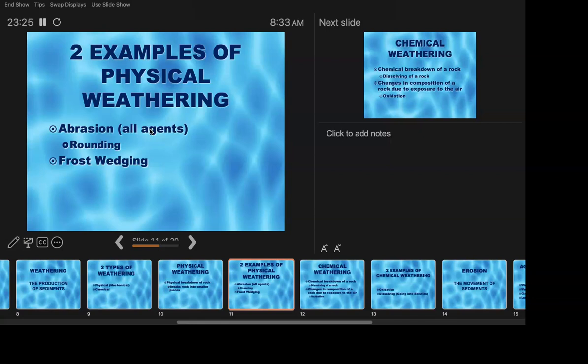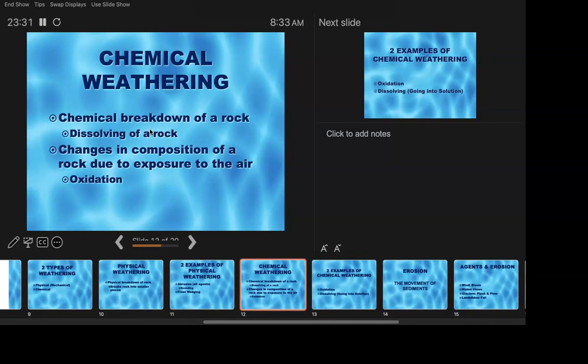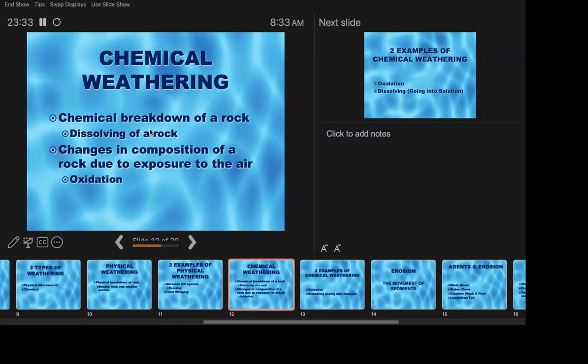And there are more. Rounding's important. Okay, finally now chemical weathering. Chemical weathering is the chemical breakdown of a rock. Remember, physical weathering was the physical breakdown, so again, not a huge definitional stretch here. But instead of making smaller pieces, this is dissolving a rock.